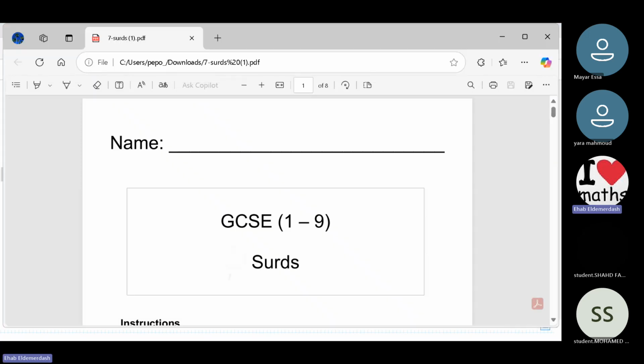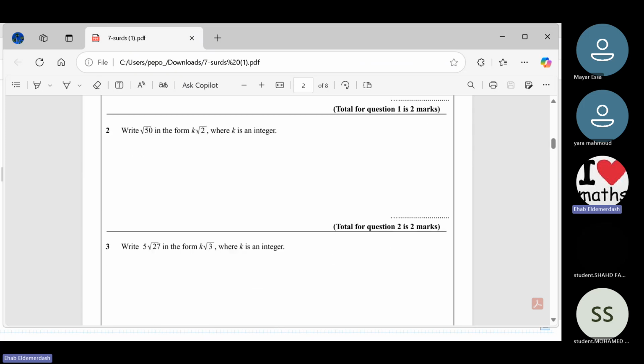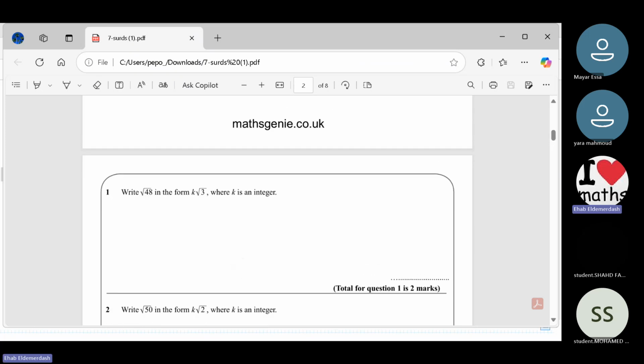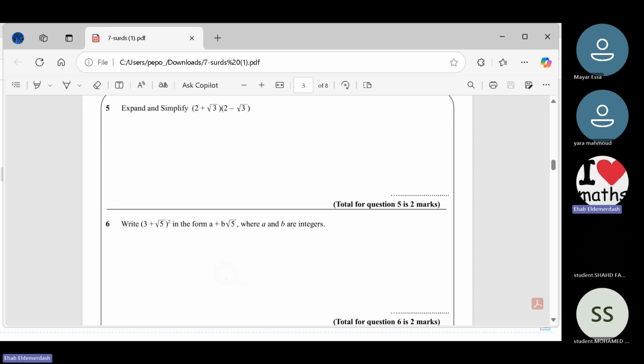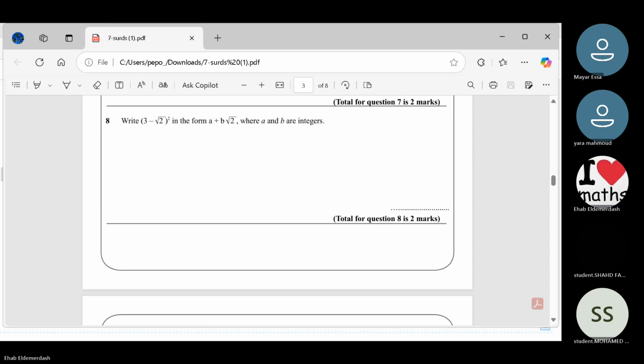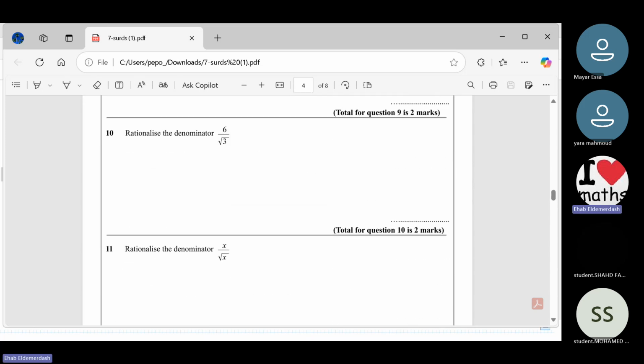These questions, not everything, just try the first page and second page. The rationalize of the denominator we did not do yet. So if you can do it, do it. If you cannot, we will do it in the next session. So this is your homework.